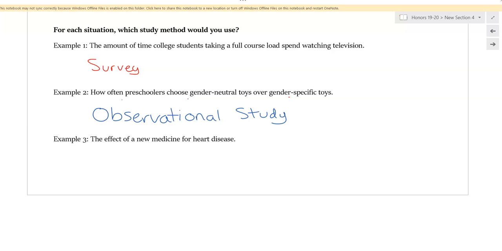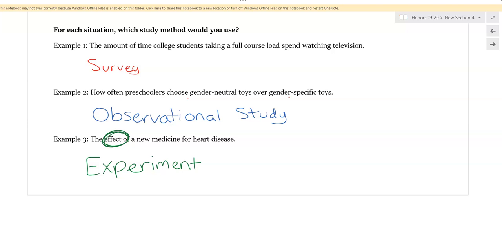All right, example 3, the effect of a new medicine for heart disease. The word effect is super important. As soon as you see that word effect, it's an experiment. Okay? So in this case, I would give half, right, one of the groups the new medicine, and they often give the other group a placebo, a sugar pill. Okay, it looks like the medicine, but it's not. And they see how that affects the heart disease, if it's effective or not.